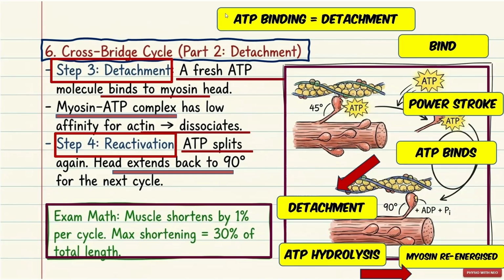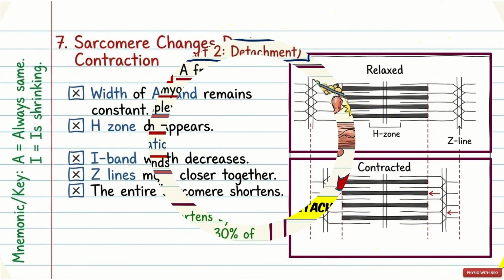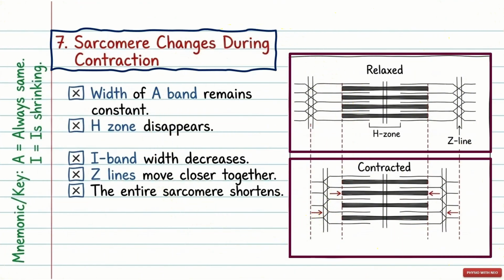Now, if thousands of these cross-bridge cycles happen together, what happens to the sarcomere? Let's see. Now let's look at the final structural result of all these cross-bridge cycles. That is, how the sarcomere changes during contraction. But here is a very common university exam question. So let's see. Width of the A band remains constant. Why? Because the length of the thick filament does not change. The H zone disappears, the I band width decreases, and the Z lines move closer together.